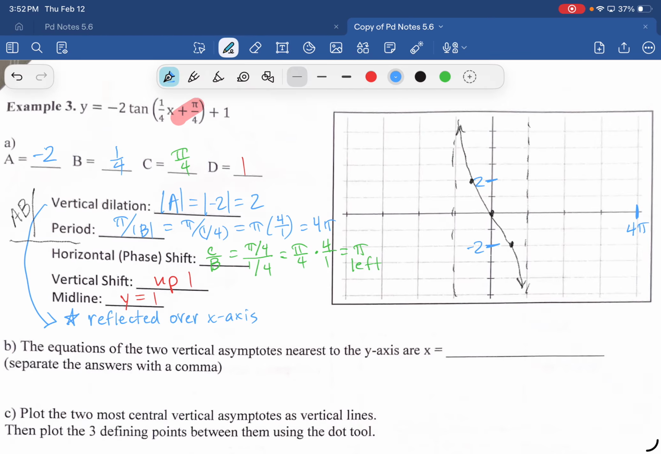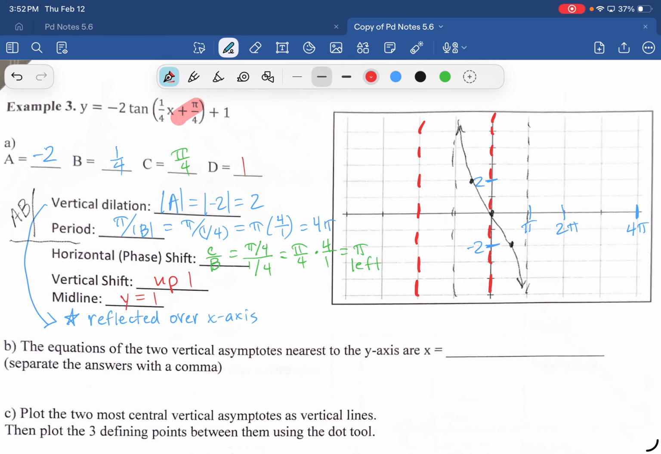Now shifting left pi, because I now have my correct scale. 4 pi is 2 boxes, so 2 pi is 1 box, so pi will be half a box. I need to go left pi, which is going to be left half a box. Up 1, which is up 1 box. That part was correct. So this dot, left half a box and up 1 box. The origin dot, left half a box and up 1 box.